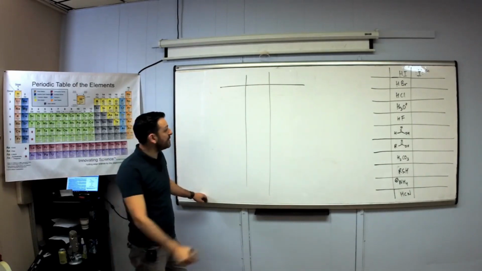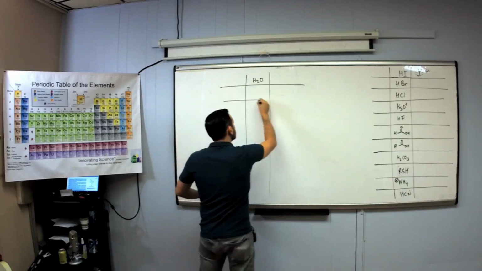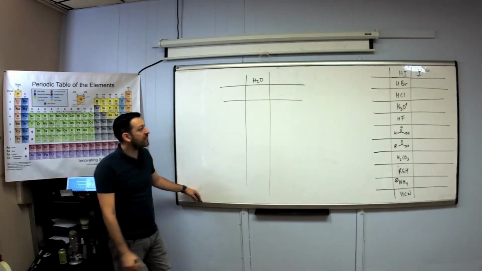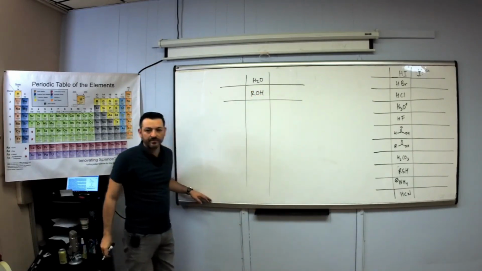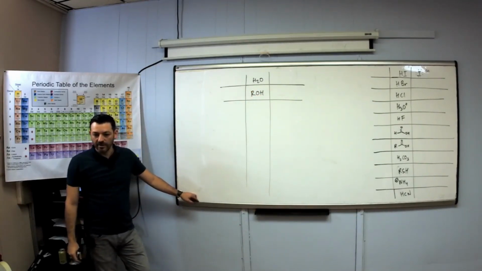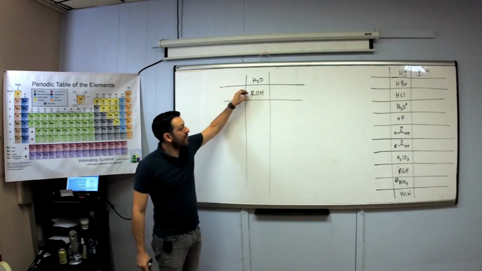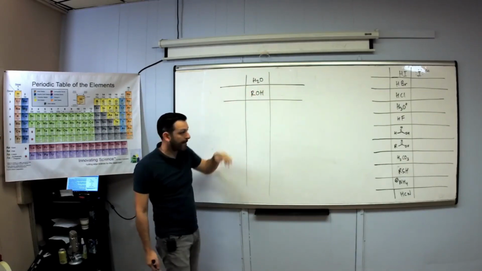After HCN, H2O. After H2O, ROH. We know what an R is, right? It's a carbon or carbon group, so this is hydrogen, oxygen, hydrogen. This is carbon, oxygen, hydrogen. So this is water, but these are alcohols, right?